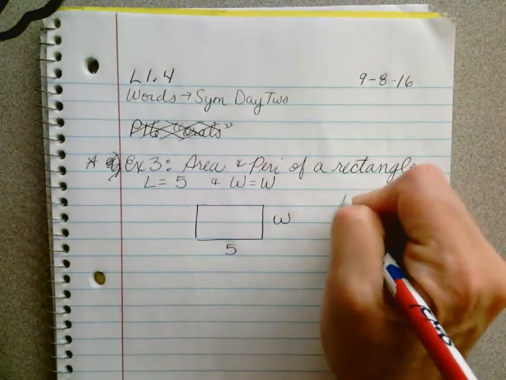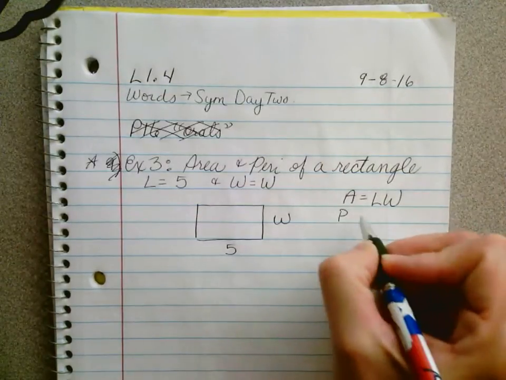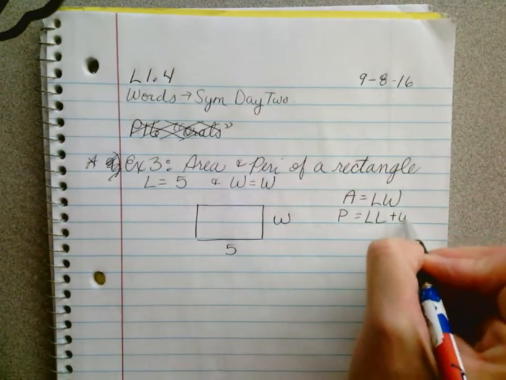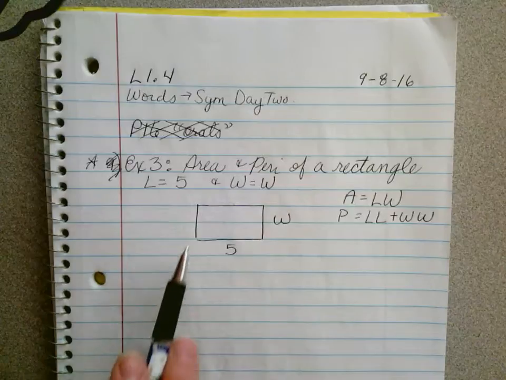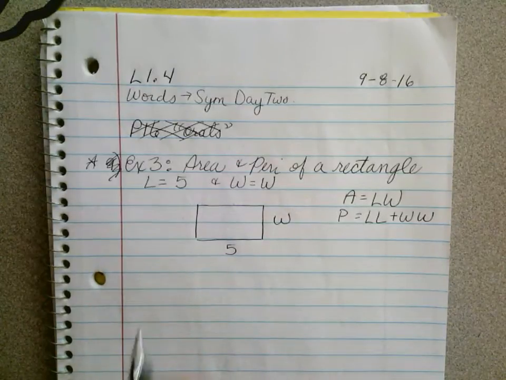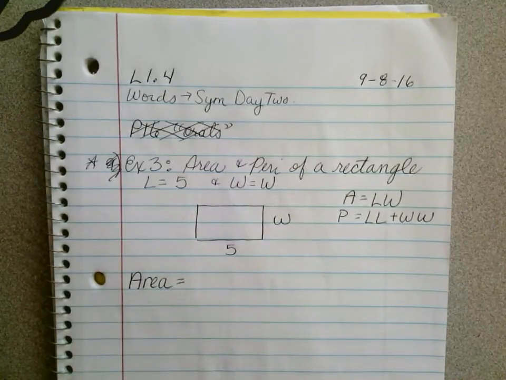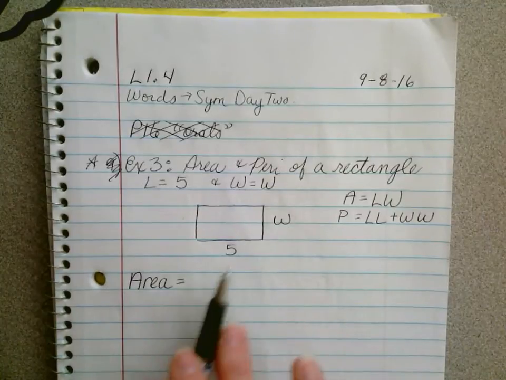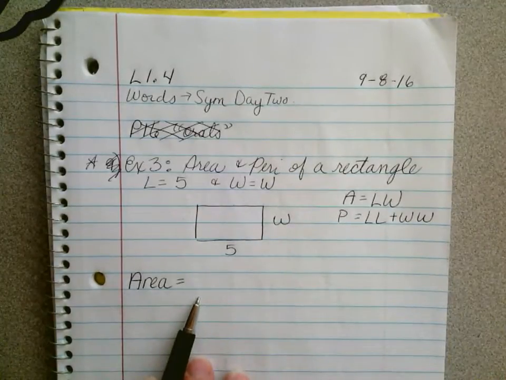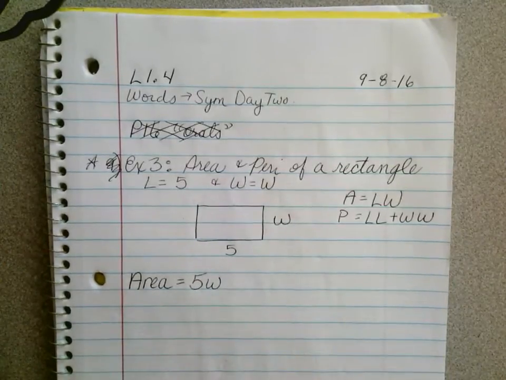Area is length times width, right? And perimeter is all of the lengths added to all of the widths. In other words, sides, so that would be 5 and 5, and that would be W and W, right? Let's start with area. If area is length times width, how would you indicate that using the information you've been provided? If this is length and that's width, what's the area of this shape? She's right. 5W. Exactly right.